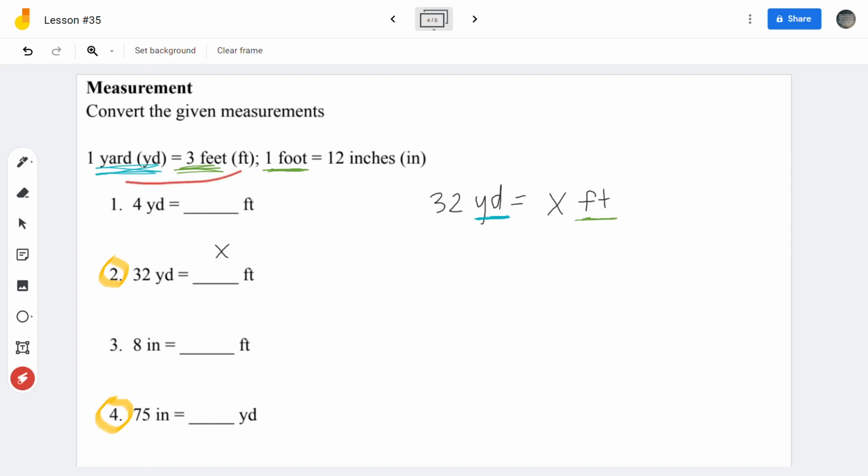So if you notice, these two are connected, so we're going to use this instead of this because we don't have inches. If we had inches instead of yards, we would be using this, but we have yard, and so that is why we'll be using the left. So I'm just going to erase this.